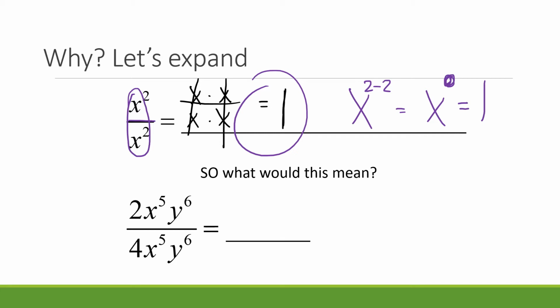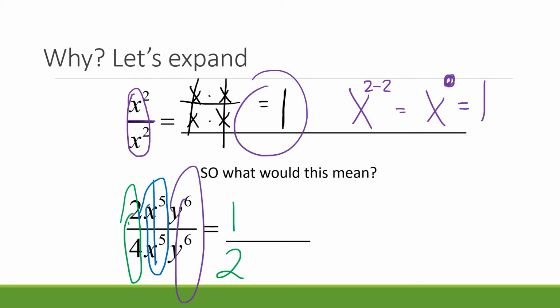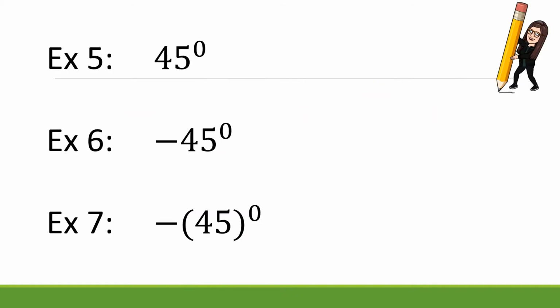So let's take a look at this little example. If I was to simplify this, 2 over 4 is the same as 1/2. Numbers are numbers, don't change your rules. Anything divided by itself is 1. So my answer is just going to be a 1/2 here, right? Because anything subtracted to the 0 power is 1. So let's actually go to your notes and let's jot this down.